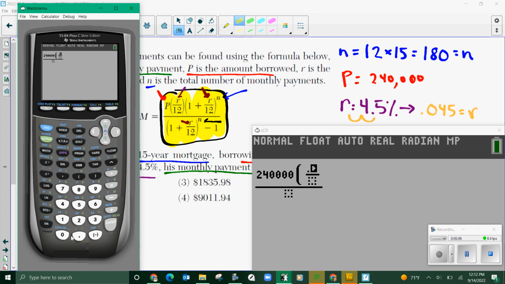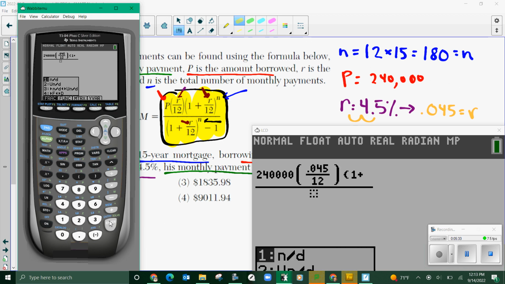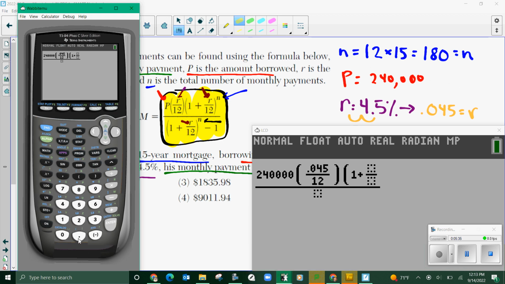That's 0.045. Remember, I cannot put 4.5%. There is no percent in the calculator. Okay. Below that is just the number 12. I'm going to pop out and close that parenthesis. Have another parenthesis, 1 plus another fraction, alpha y equals. Again, I have my r. Okay, that's this part right here.